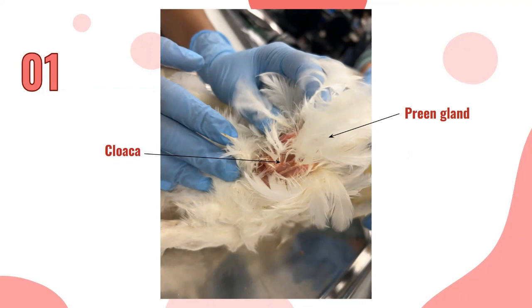And then the cloaca, which functions in both the urinary tract and the reproductive system, as fecal matter from the intestines is collected here and excreted. And on the reproductive side, sperm enters here and the egg exits here.